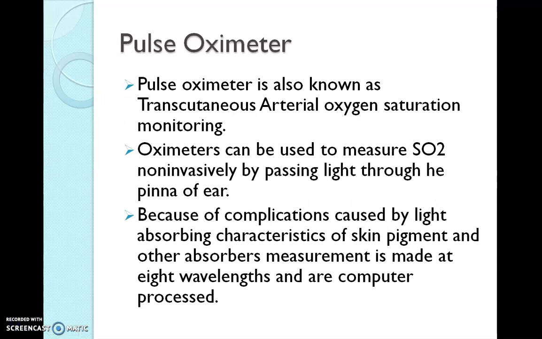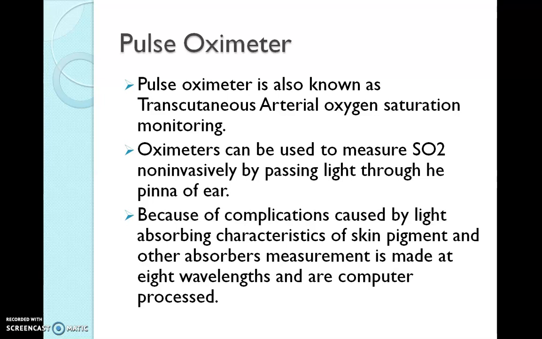So next we discuss pulse oximetry, otherwise named transcutaneous arterial oxygen saturation monitoring. Transcutaneous means the measurement is made across the depth of the skin. Oximeters can be used to measure SO2 non-invasively by passing light through the pinna of the ear. The pinna is the external part of the ear in human beings.